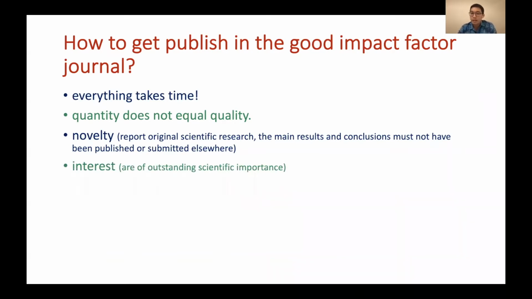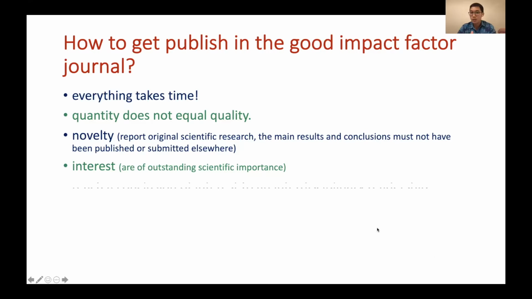The next is interest. Is it really of outstanding scientific importance? For example, right now you see a lot of people talking about COVID-19, right? The interest right now is going to COVID-19, but it doesn't mean that if you do research on COVID-19, you have a chance to get published in a good impact journal, because the first question is, is it novelty enough? Even if you have the same interest, if it's not novel enough, you don't have a chance to get published in a good impact journal.